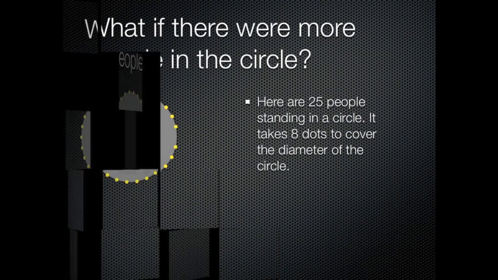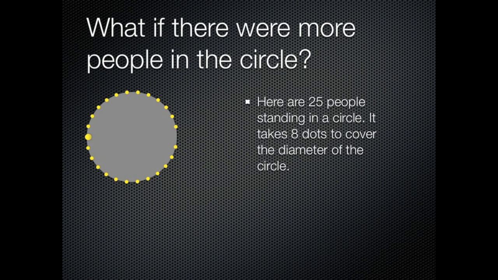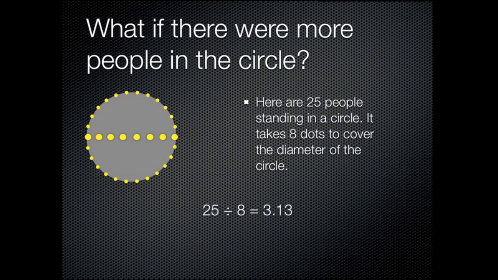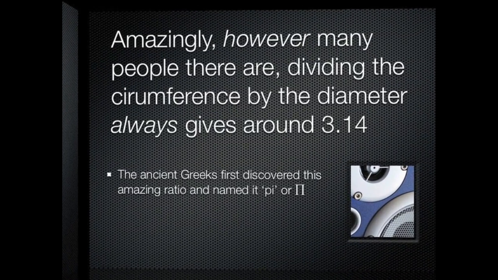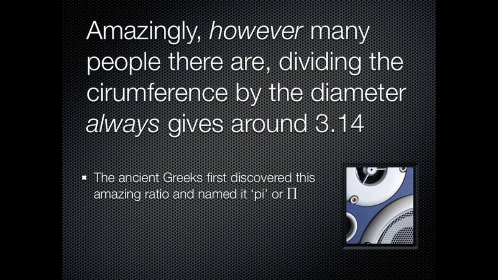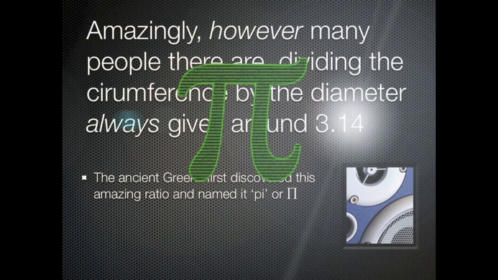Remember that number, because I want to give you another example. Here's another circle. 25 people standing in a circle, and that would take 8 across. Now 25 divided by 8 is 3.13, remarkably similar to 3.2. And it's this similarity that the ancient Greeks noticed. In other words, dividing the circumference of a circle by the diameter always gives approximately 3.14. And they thought this was so amazing, this ratio, they gave a letter to it, the Greek letter pi.